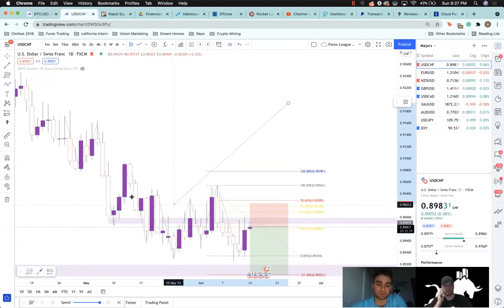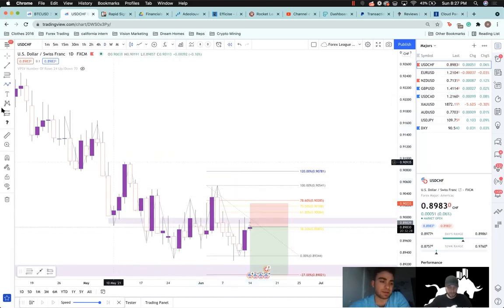Then we came back up, retested this previous support or resistance level. Now we're pushing down again, retesting the low. So this thing is still bearish. These are my main levels on this.